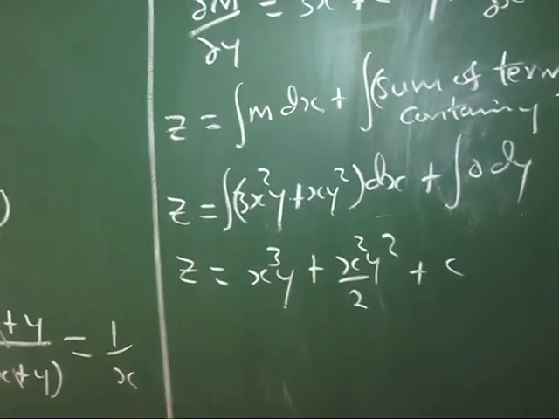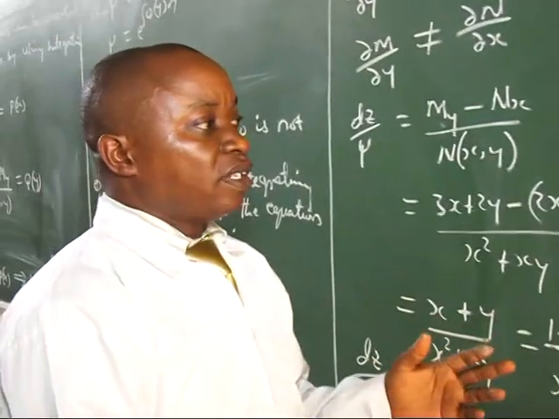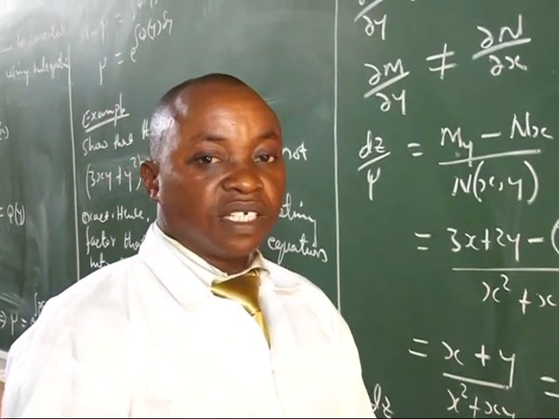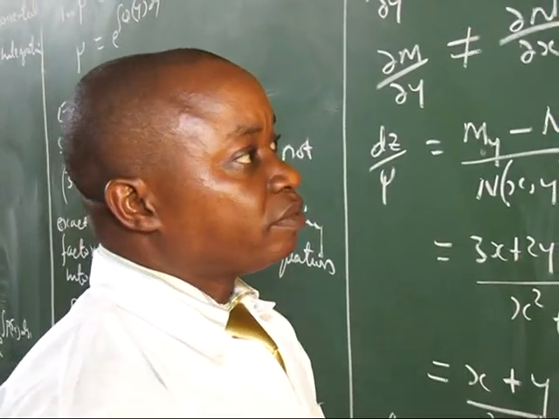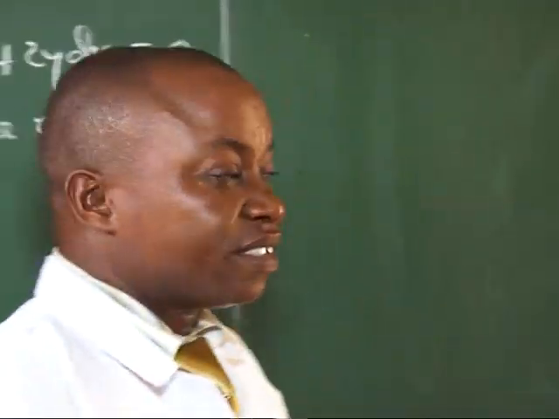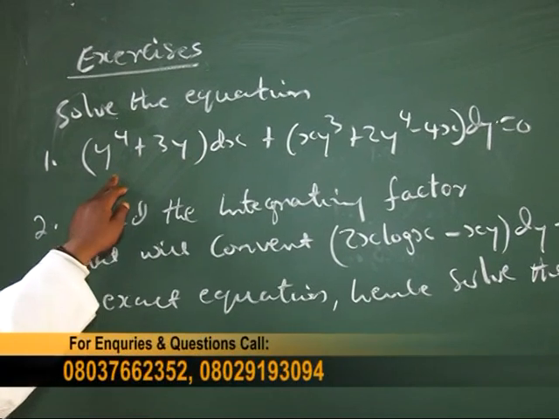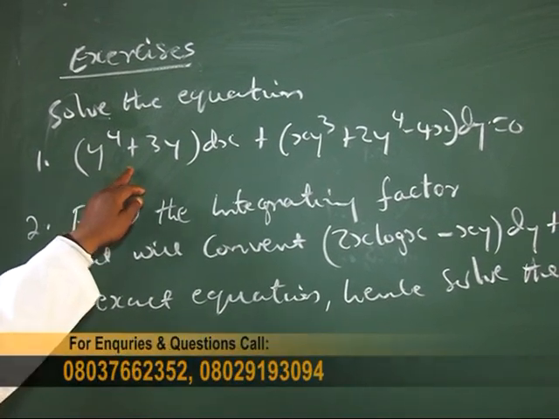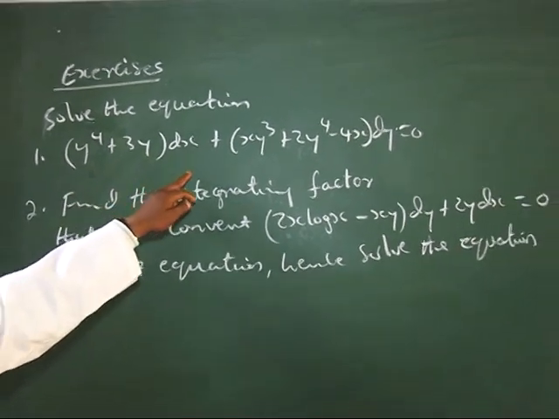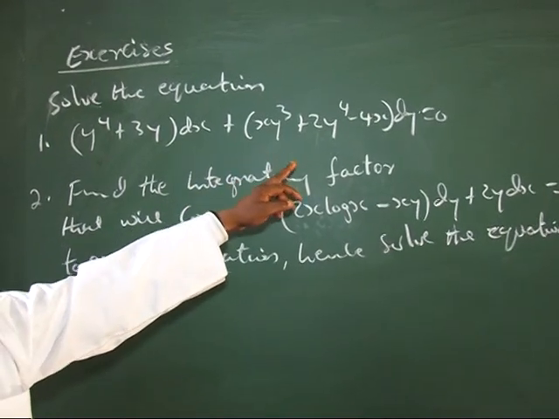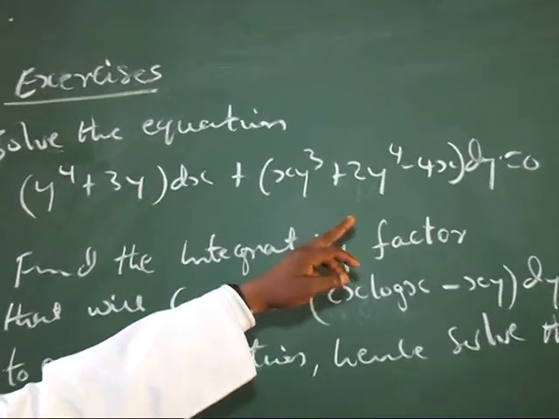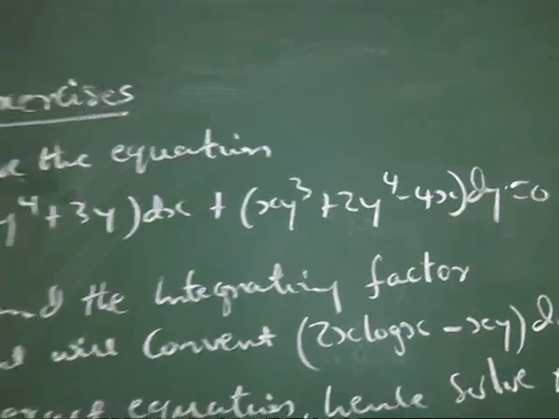So this is how we can convert a not exact equation to exact using an integrating factor. Now let's take this exercise. Solve the equation (y plus 4 plus 3y) dx plus (xy cubed plus 2y minus 4x) dy is equal to 0.